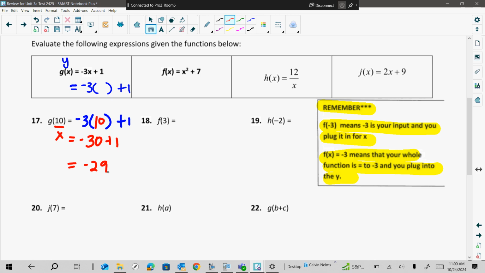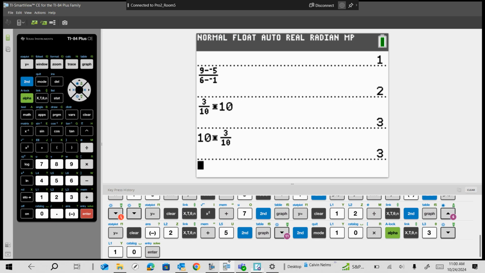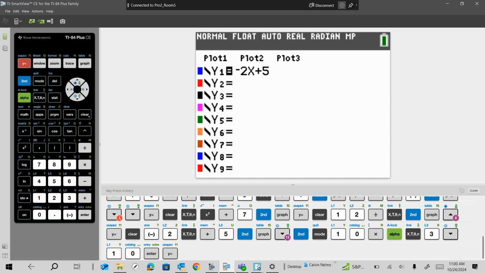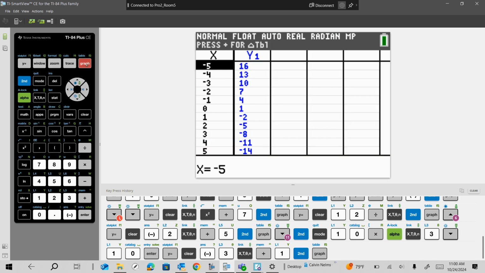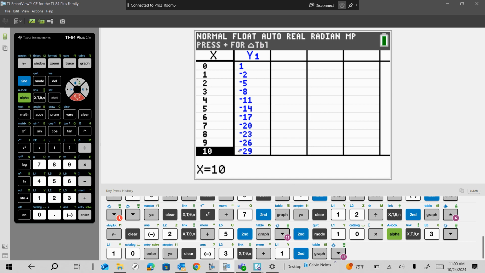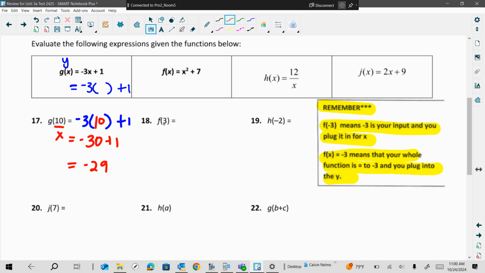Or you can use your calculator and go to y equals. I have to clear out what I have. We're doing -3x plus 1. Type that in, then hit second graph to look at your table. Then we have to go to x equals 10, so I scroll down, find where x is 10, and there's your answer: -29. We can do that for the next one, for f of 3.